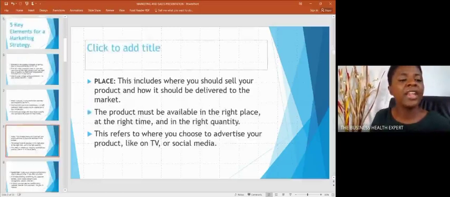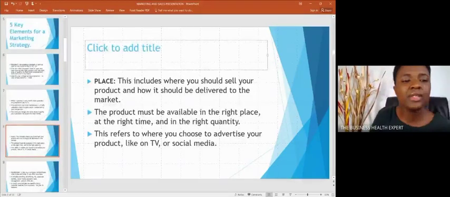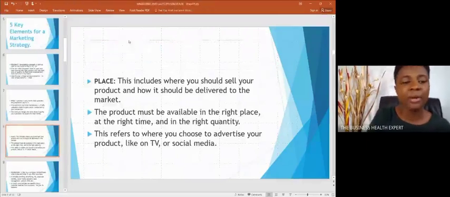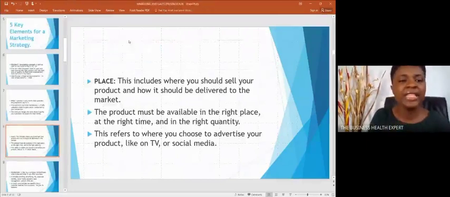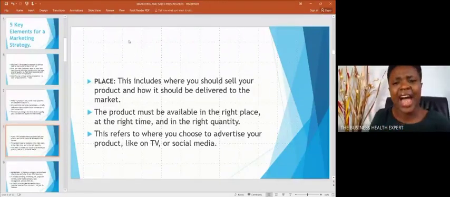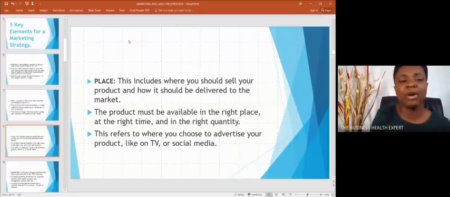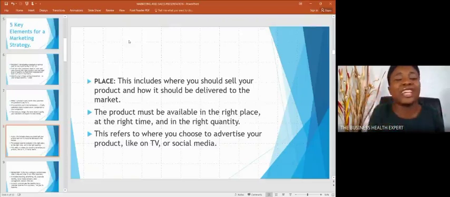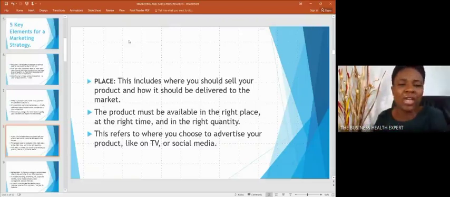Another element of a marketing strategy is place. This includes where you should sell your product and how it should be delivered to the market. Yes, using the illustration of a restaurant again, for that canteen seller or the person running a canteen, the person can choose to consider traffic more than the location. I mean, a peaceful, serene location.